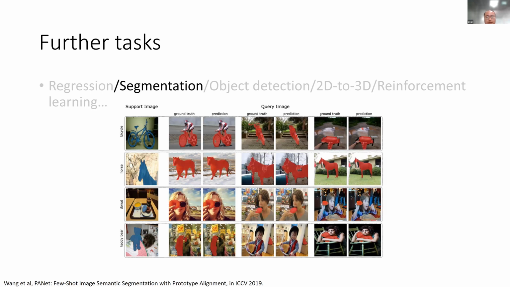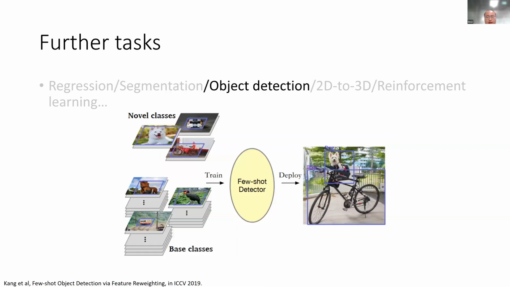Also, people care about dense predictions as well, like segmentation. Basically, how can we generalize a model to a novel class with only a few support images with mask annotations? That's also something we care about. And there are also some works about few-shot learning for object detection. Now the support images come with bounding box annotations, and we want to have good performance on few-shot object detection.